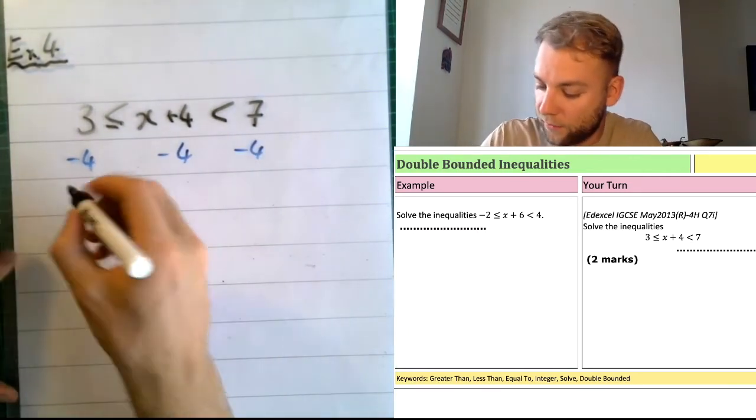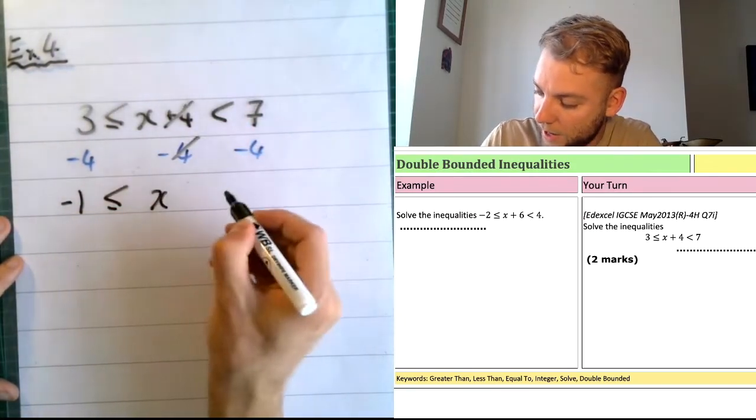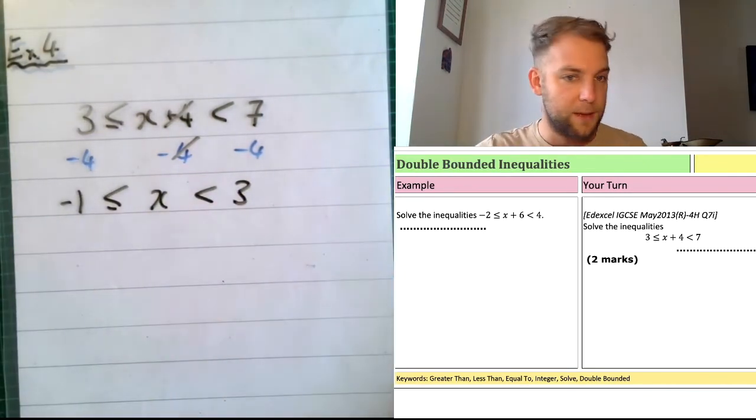So 3 subtract 4 is negative 1, which is less than. They will cancel, so you're just left with x. 4 subtract 4 is 3, and there's your answer. Let's just check that.